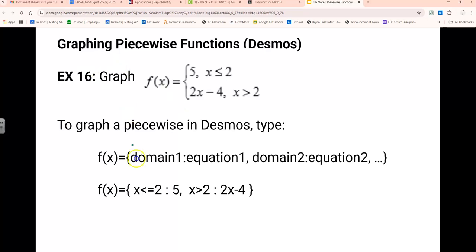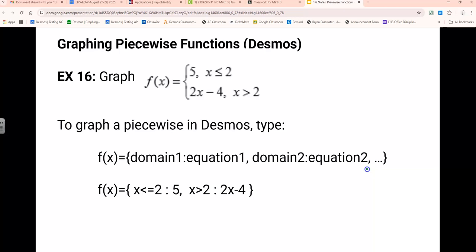When you type in a piecewise function, you're going to call it f of x or whatever letter you want to use, equals. You're going to do a squiggly bracket, and I don't know why Desmos decided to do this, but you have to type in the domain first, colon, equation, comma. And then domain, colon, equation, comma. And then there might be more functions for this.